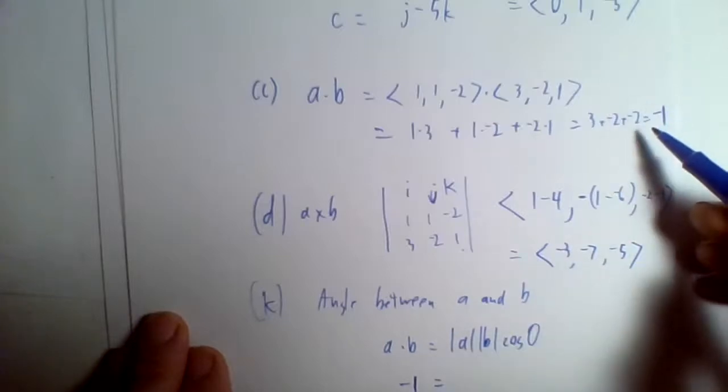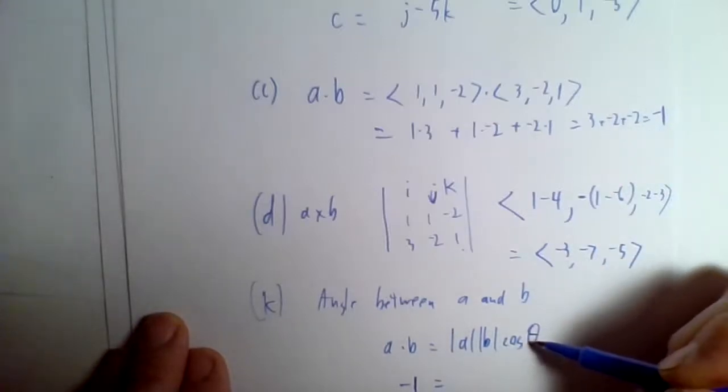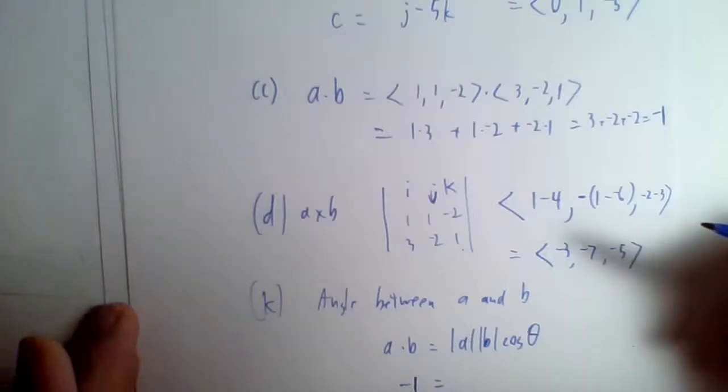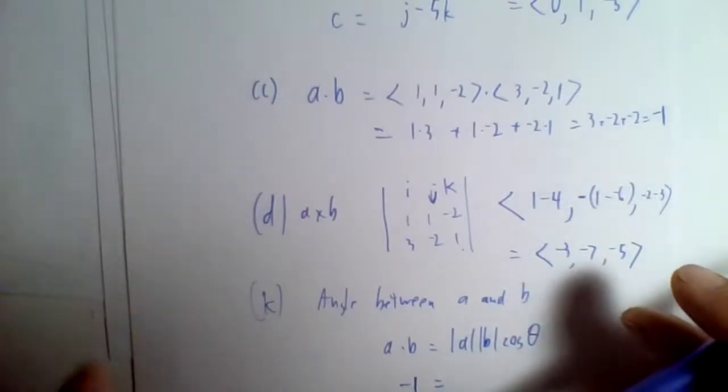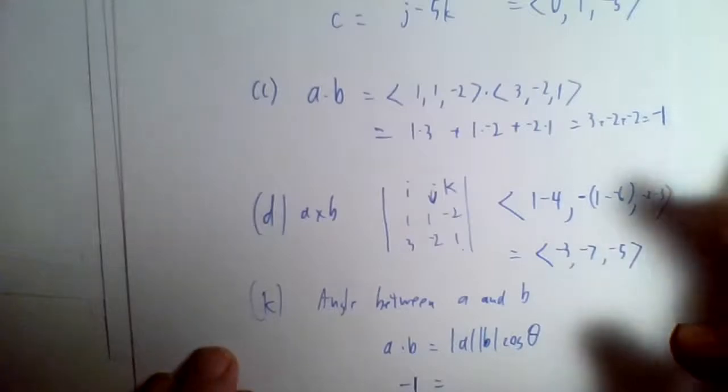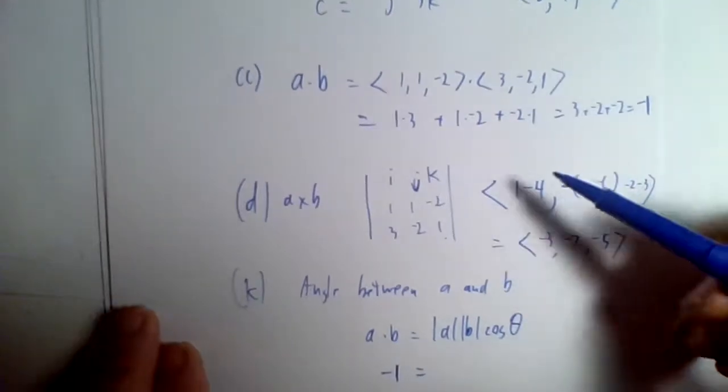The fact that that comes out negative means this cosine of theta is going to be a negative, which means we're a second quadrant angle. They're more than 90 degrees between them. But I need the magnitudes to work that out.